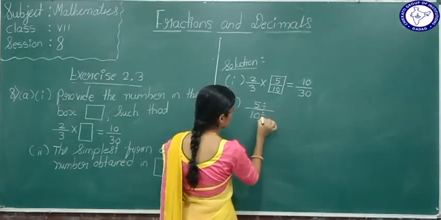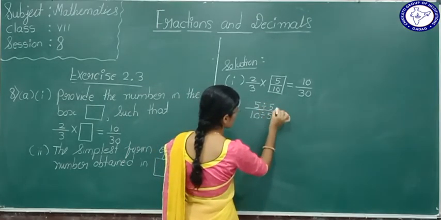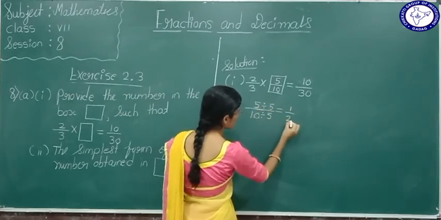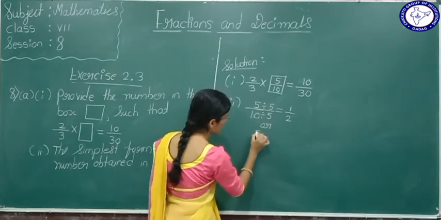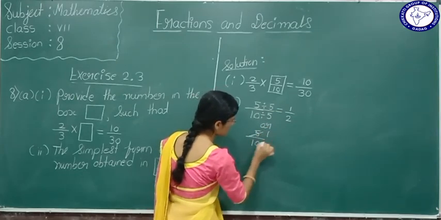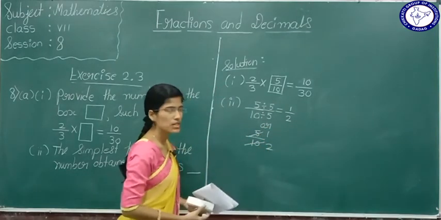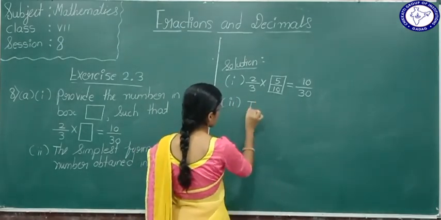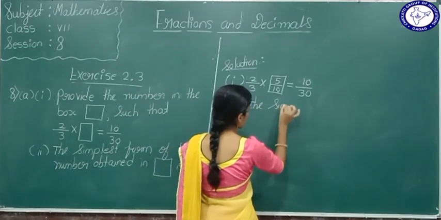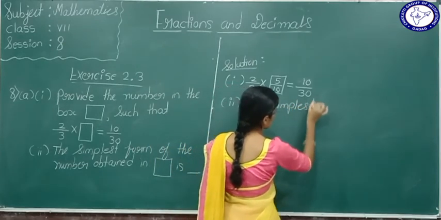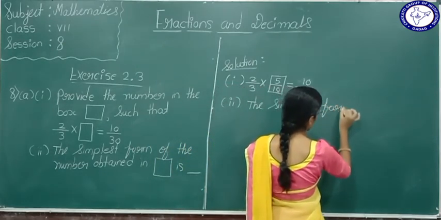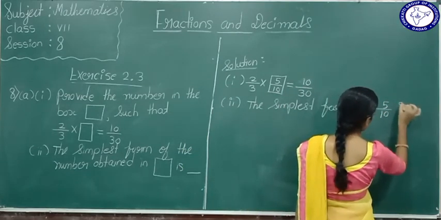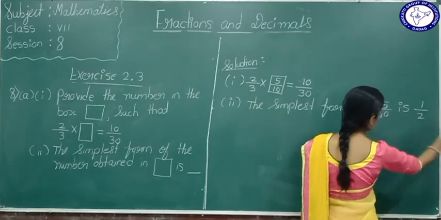Yes, you can divide by the HCF. 5 divided by 5 is 1, 10 divided by 5 is 2. Or you can do it directly like this: 5 1s are 5, 5 2s are 10. The simplest form is 1 by 2. What can I write here? The simplest form of 5 by 10 is 1 by 2.